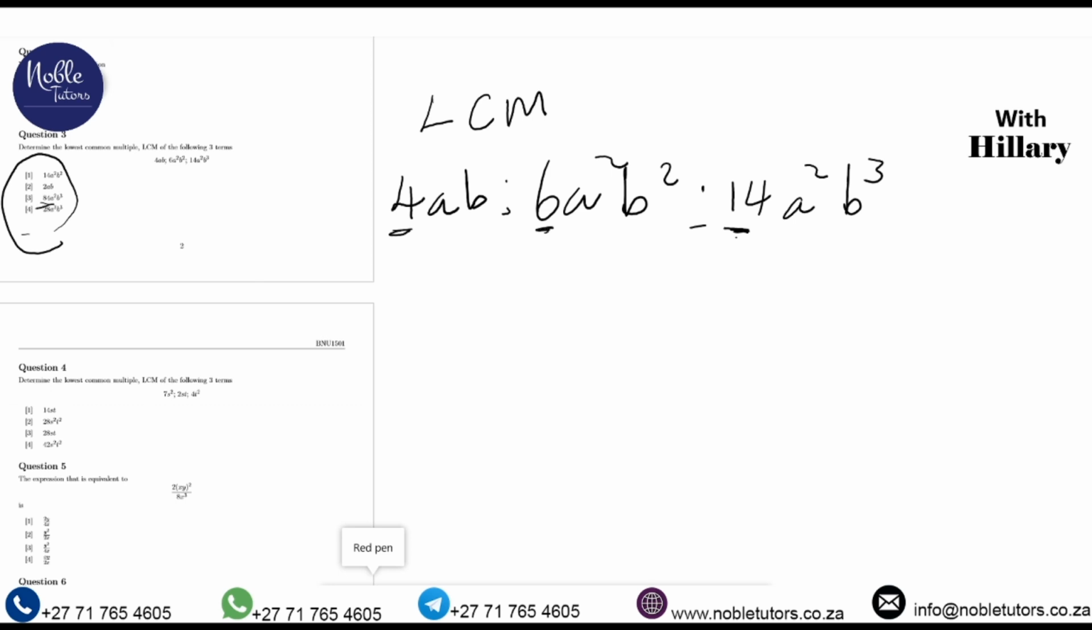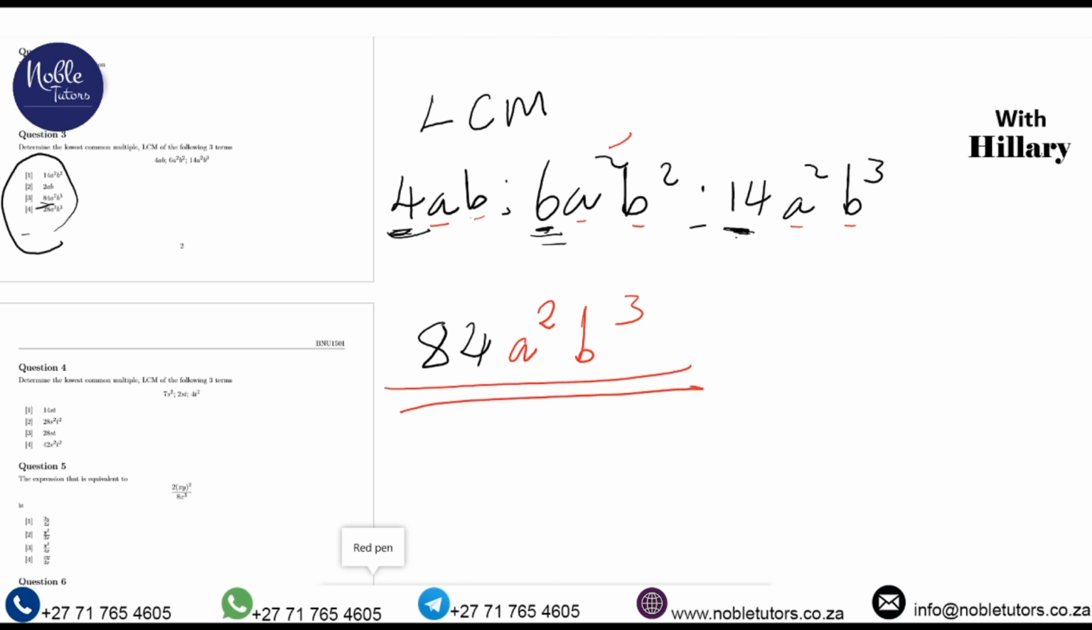To check, we only have 84. So you check if 14 gets into 84, 6 gets into 84, and 4 gets into 84. Then eventually you see that 4, 6, and 14 can get into 84. Then our lowest common multiple is 84. Then when it comes to variables, if you are looking for the lowest common multiple of variables, you just get the variable with the highest exponent. So a has the highest exponent of 2 and b has the highest exponent of 3. So this will be your lowest common multiple for these three terms that are given.